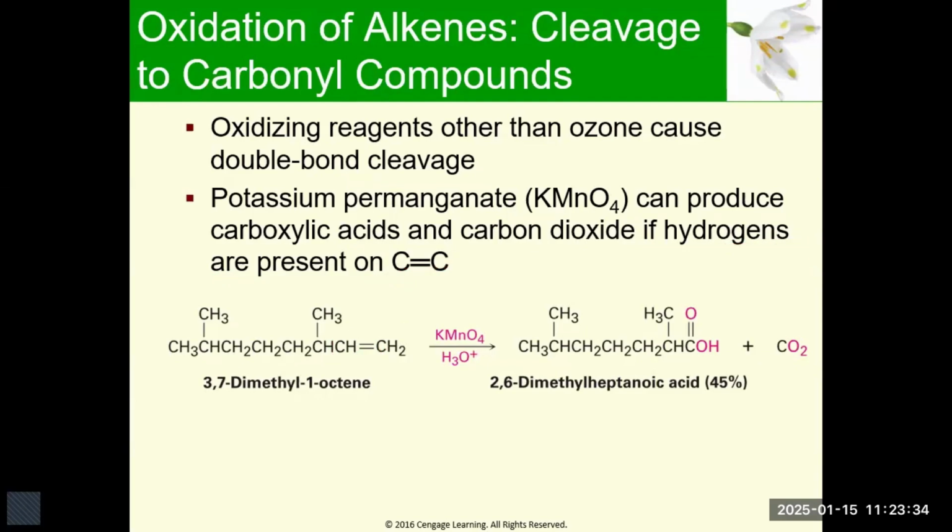And so what's going to happen is this is going to cleave. And so on one side, you're going to get carboxylic acid in this case, which is the side that has all of the other portions of it. But because it's a CH2, it's going to be completely oxidized and turn into carbon dioxide. So if you have a terminal alkene, it's going to completely oxidize and form carbon dioxide.